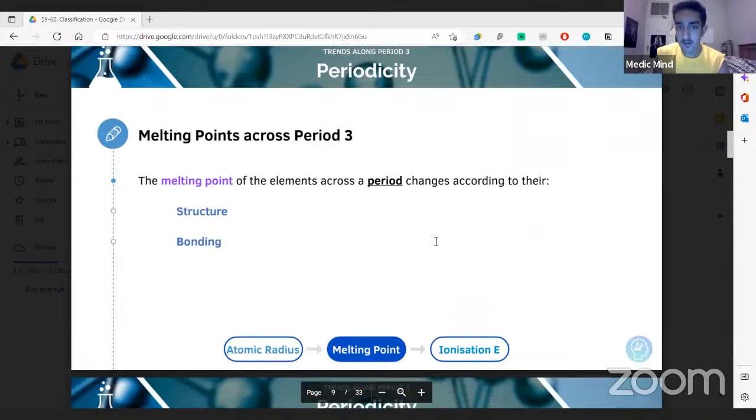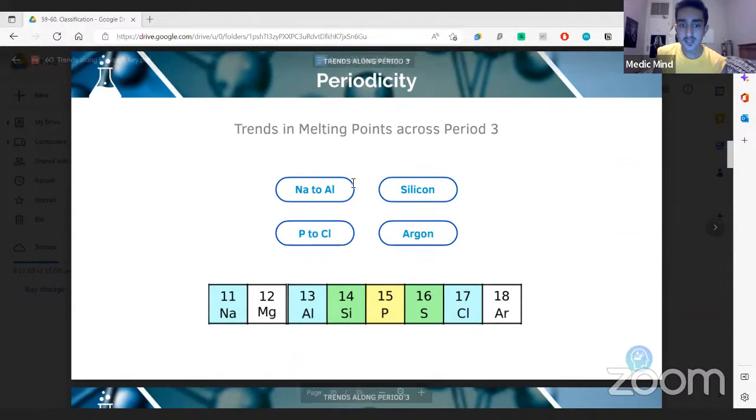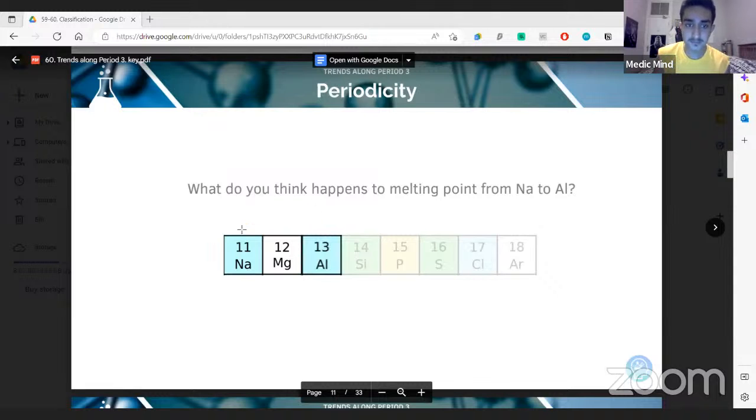The melting point across a period will change, but it will change based on the structure and bonding types that are present. So let's start from sodium to aluminium. Sodium to aluminium are metals, so they're going to have metallic bonding, which we have talked about in our bonding and structure lesson earlier. If you are struggling a little bit to understand metallic bonding, go back to that lesson first. Very important to get the basics down before you move on to more advanced content.